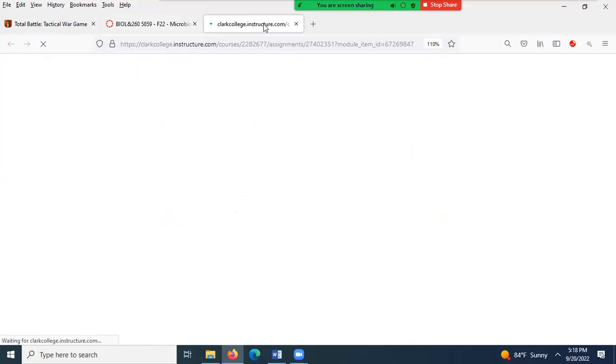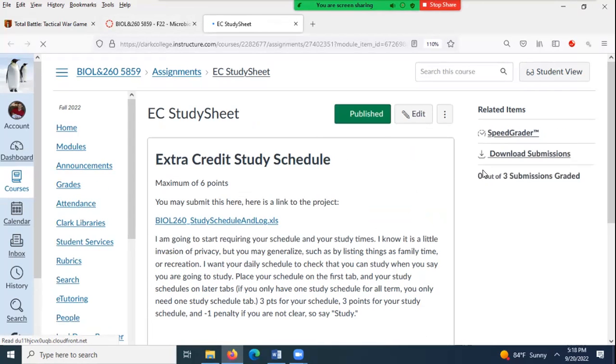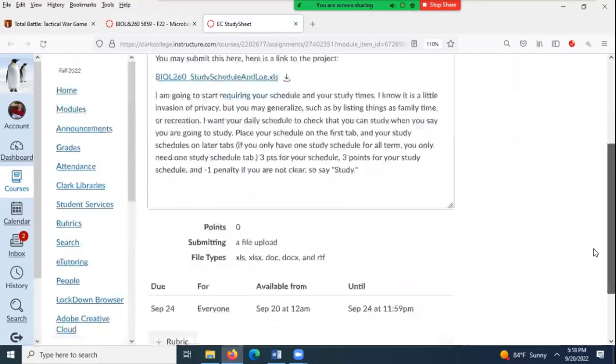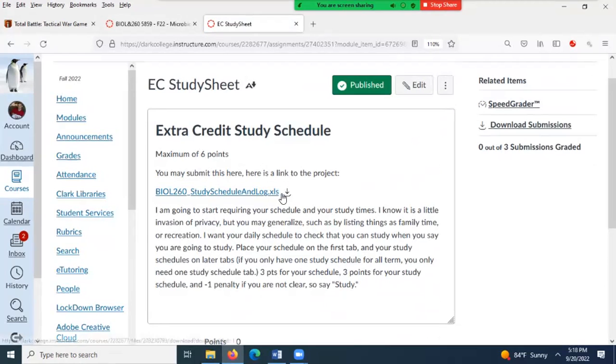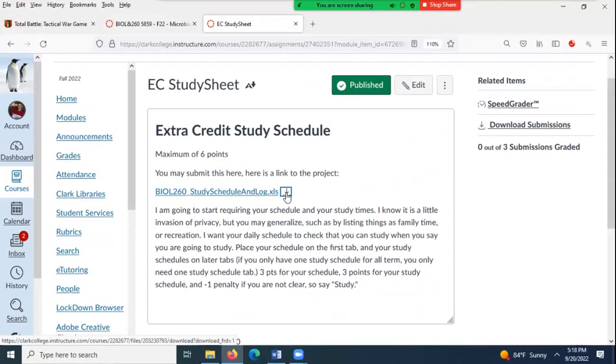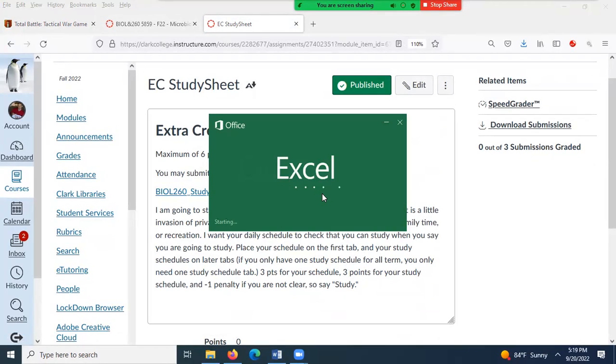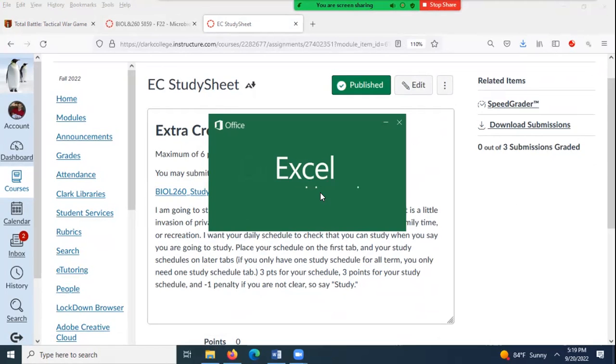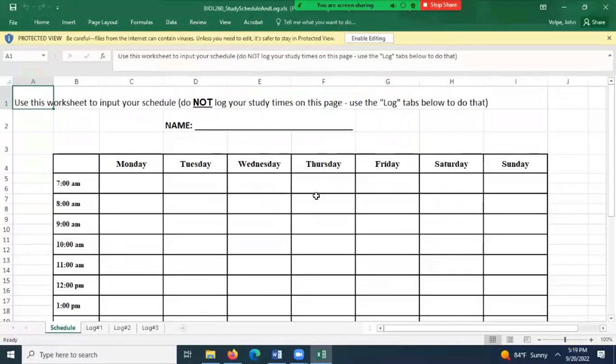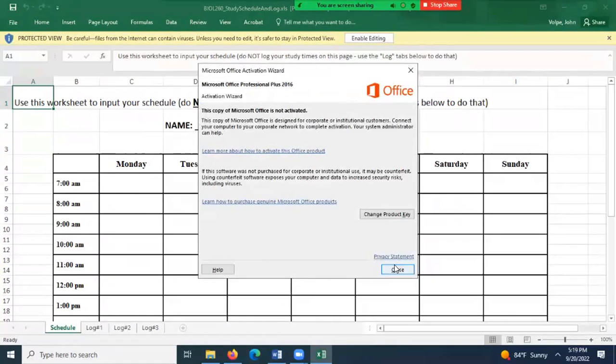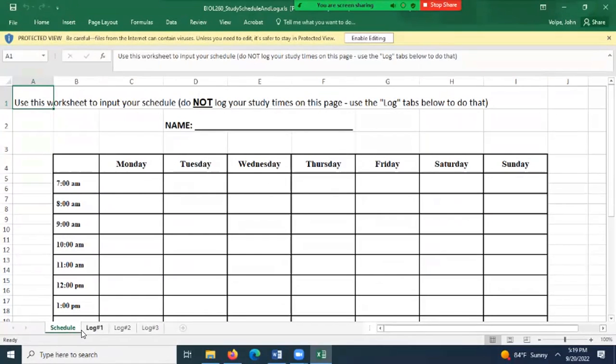Let me go ahead and open that. The study sheet is to work out your study schedule, when you plan to be studying for this class. And to do this assignment, you do need to give me your schedule. If you want to be private, then just on the first tab, write in your schedule, like at 7 a.m. if you're sleeping, just put sleeping, okay? You can put sleeping for all of them or whatever.